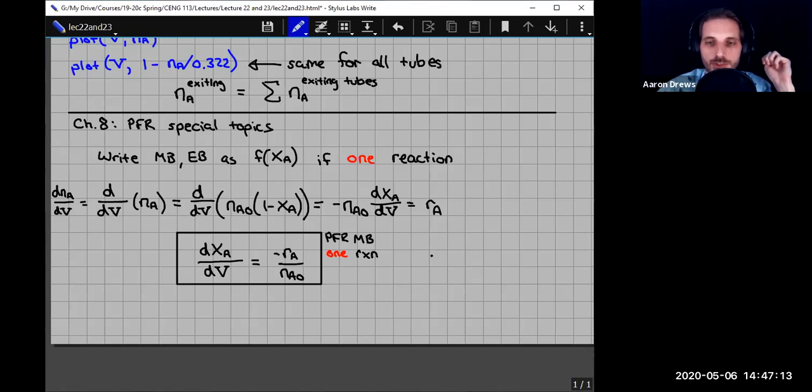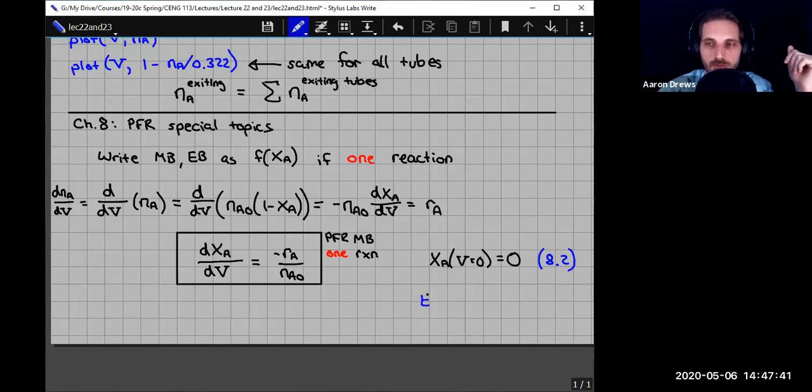The initial condition for this is that XA of V is equal to zero. So that's also a little bit easier, right? You may not have to worry too much about your initial condition because it's always going to be zero, because our conversion starts at zero. This equation, if you need it in the book, is 8.2 along with its derivation.